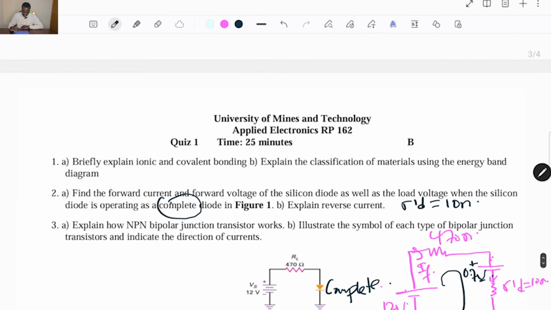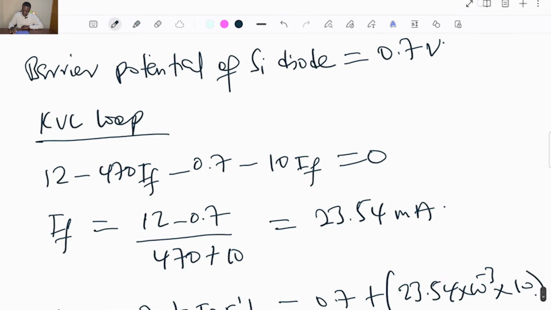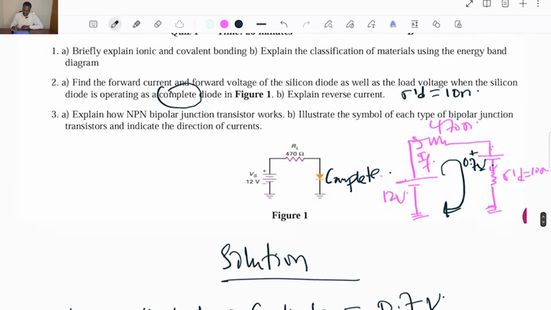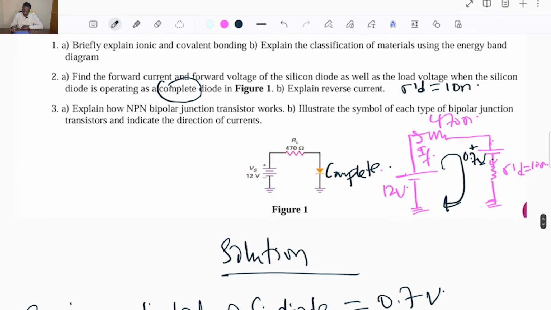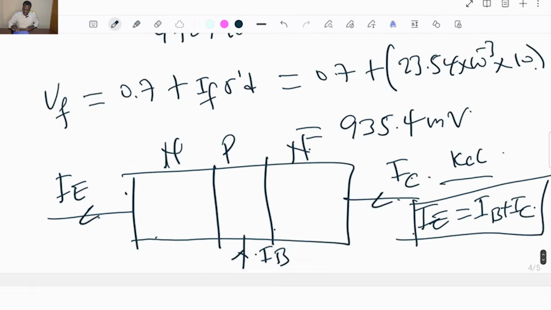Now let's go to the last question. Illustrate the symbol of each type of bipolar junction transistor and indicate the direction of current. So first we have to illustrate the symbol of each type of bipolar junction transistor and then indicate the direction of current. So how do you go about it?